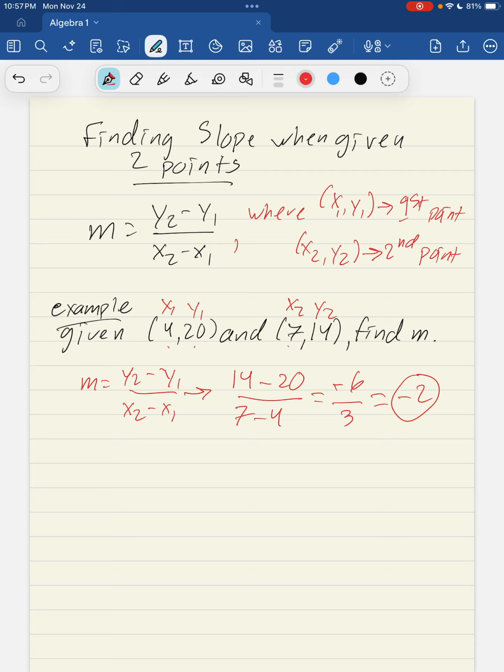Now, I want to talk about 2 special cases you might see. These guys are uncommon. I mean, you're gonna run into them. But what if you have a line that goes straight up and down? Straight up and down line. What's that going to be? Or straight left right line. What's that going to be?